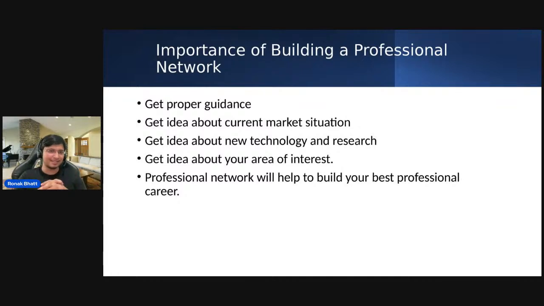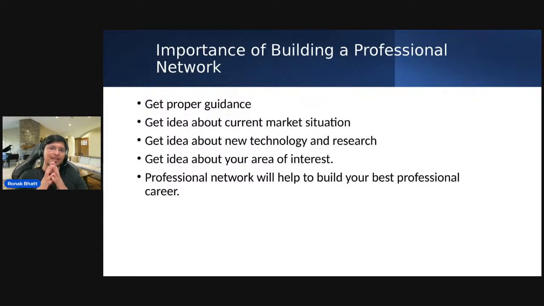It's all forensic science. Now the thing is how important it is to build a network. It is important because you will get proper guidance, like you will connect with multiple people on LinkedIn, or you attend seminars about forensic science or cyber forensics. I am talking about forensic science because cyber forensics is a branch of forensic science.